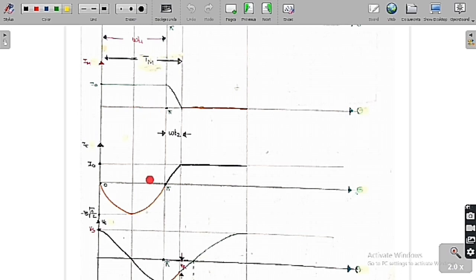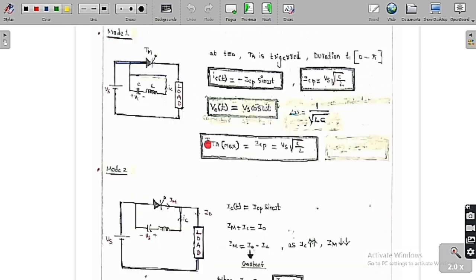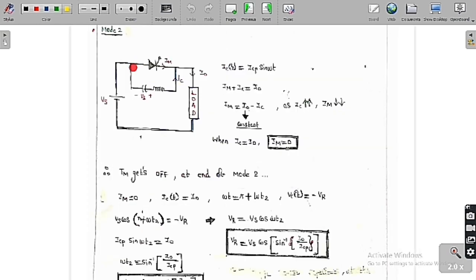So now we have analyzed mode 1. You can see clearly the maximum value of the current flowing through the auxiliary thyristor is Vs times the square root of C by L. So the maximum current flowing through the auxiliary thyristor is ICP, which is Vs times the square root of C by L. Now we are going to study mode 2.